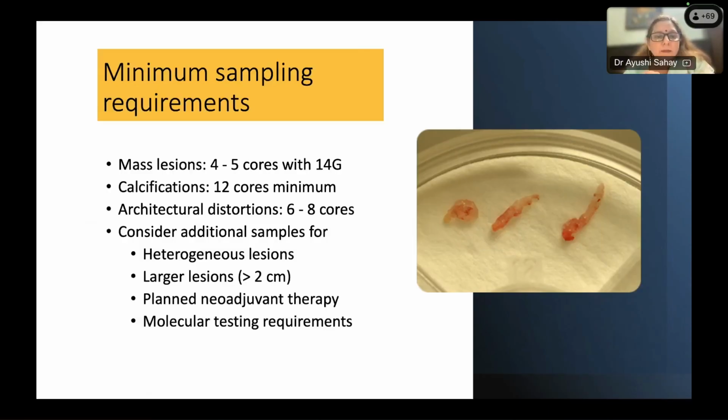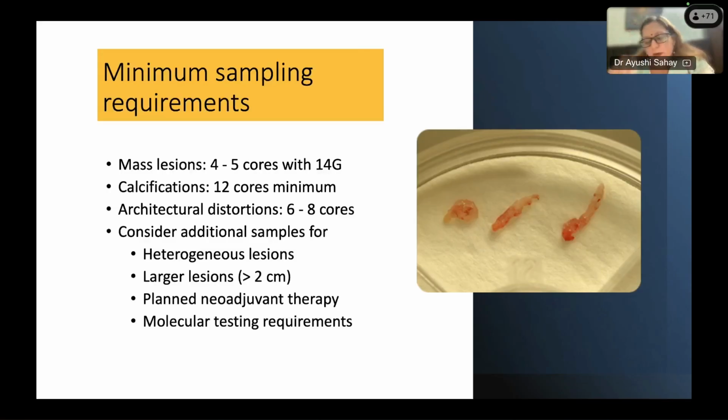What are the minimal sampling requirements for a core needle biopsy? You need at least 12 cores minimum in calcification, but for a mass lesion, even 4 to 5 cores are sufficient. If there is only architectural distortion in radiology, about 6 to 8 cores are generally taken. And if there are heterogeneous lesions, larger samples, larger lesions, multiple lesions, and there is planning for neoadjuvant therapy and molecular testing requirement, then it is always better to take more cores.